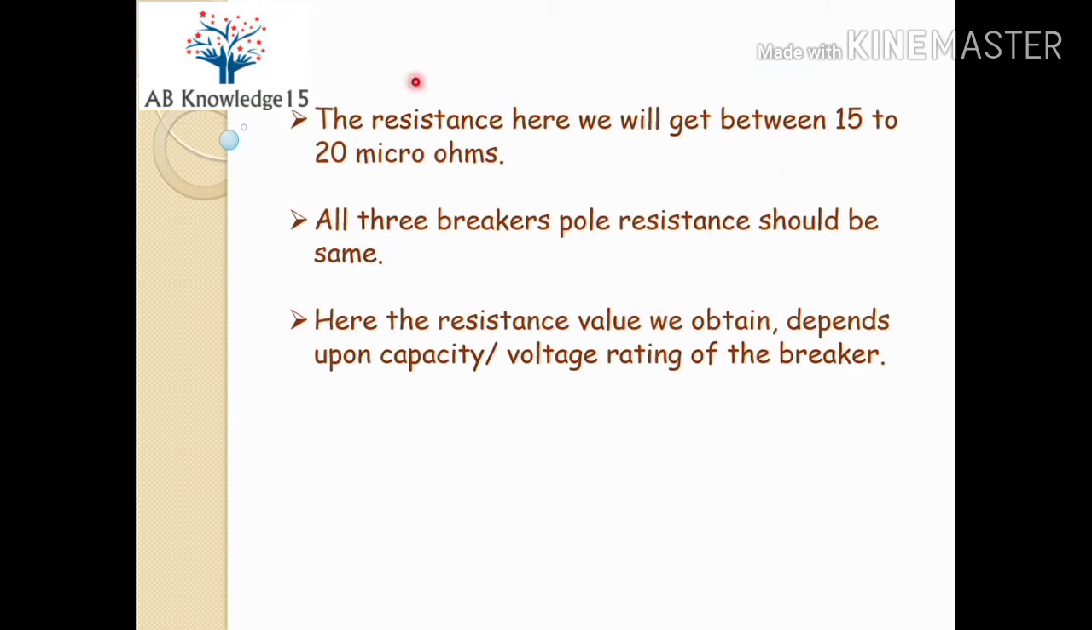Now talking about the result values, the resistance we get here will be between 15 to 20 micro ohms, or you can match these values to the factory test of the breakers. The resistance of all three breaker poles should be the same, because any discrepancy in the contact resistance will not be good for carrying high currents through a breaker. And the resistance value we obtain depends upon the capacity or the voltage rating of the breaker.